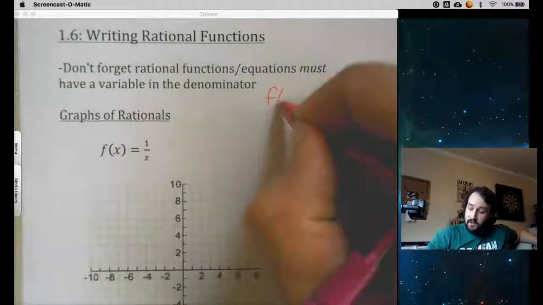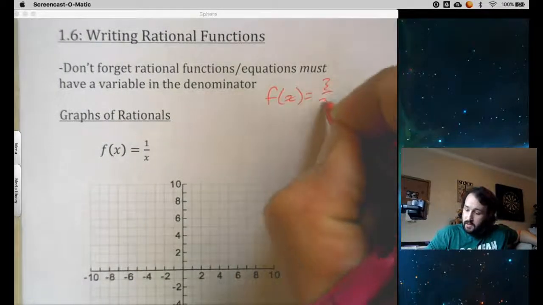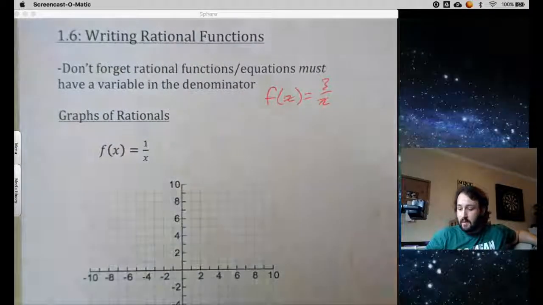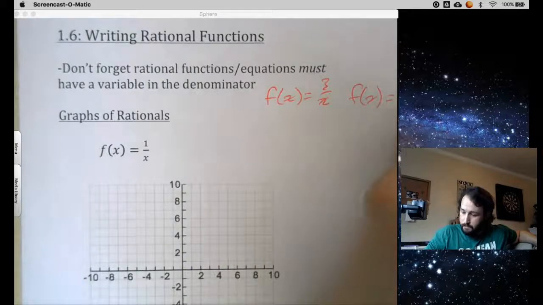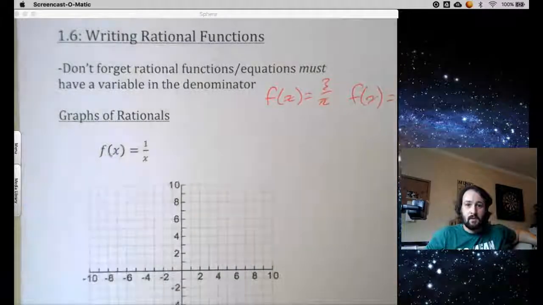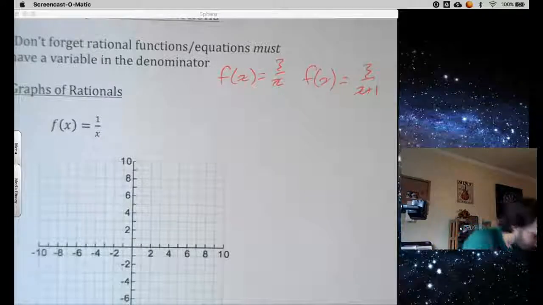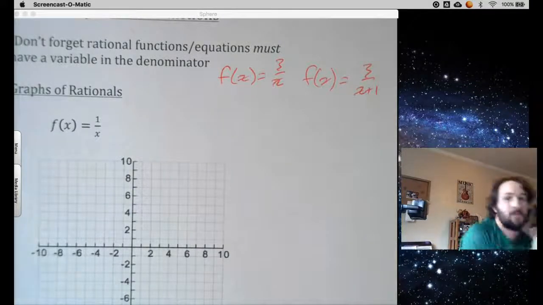So a rational function looks like this, right? It could be any of that. A rational function could also look like this. A rational function probably doesn't look like this.